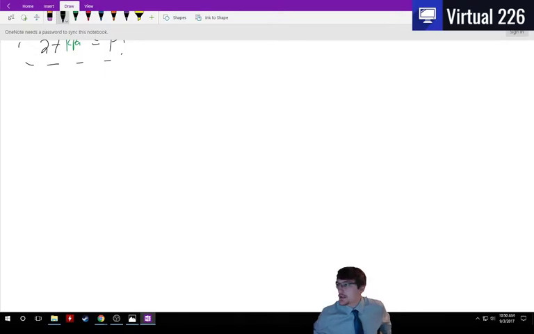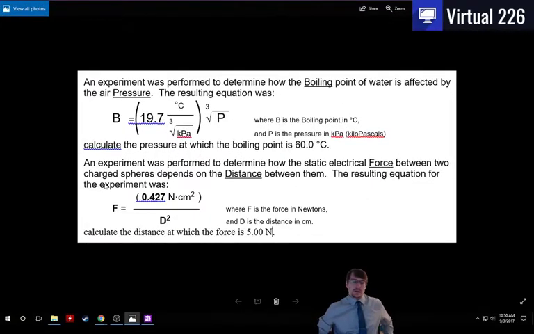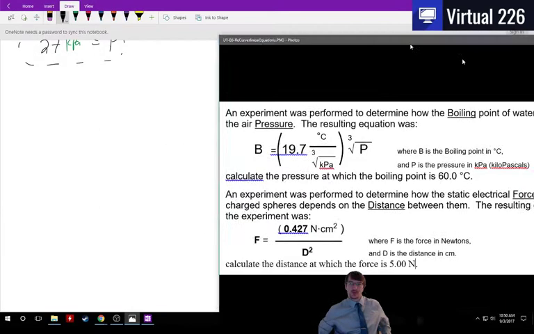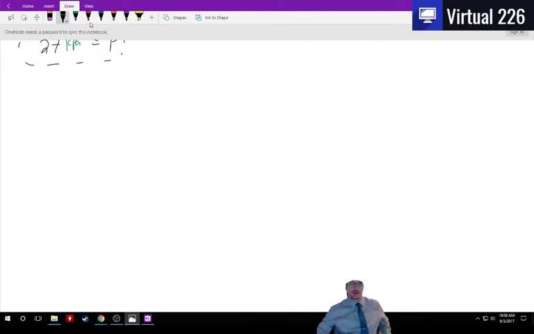The second problem we got here is this electrostatic force problem. We're not going to deal with electrostatic forces in this class, but it's a nice, easy equation. If you're here from the AP class, maybe that equation looks familiar to you because we have been doing electrostatics recently. So we're going to look at this here. Force equals 0.427 newtons centimeter squared divided by some distance squared, and we're using d here for distance, but commonly this is actually r. We're going to calculate the distance when the force is at 5 newtons. So that's what we're going to be checking out here.